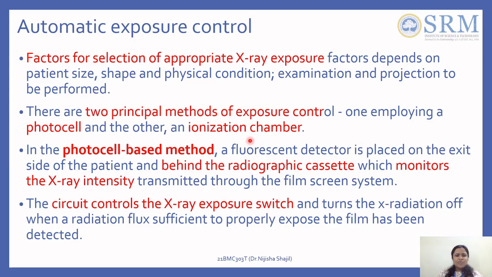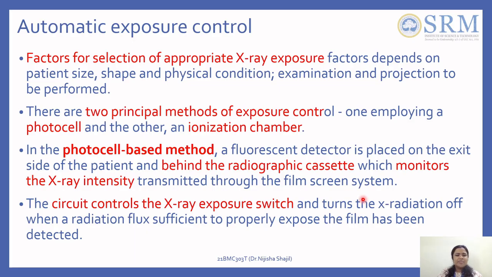In the case of a photocell, a fluorescent detector is placed on the exit side of the patient. It is placed behind the radiographic cassette, which monitors the X-ray intensity transmitted through the film screen. This is all with respect to the previous step. In the previous step you had a film, X-rays fall on the film, and you have to develop it to see it. Now, behind the film, in the bottom part, you are going to keep a photocell. A photocell is nothing but like our camera detector.